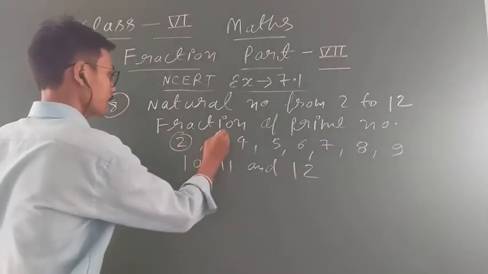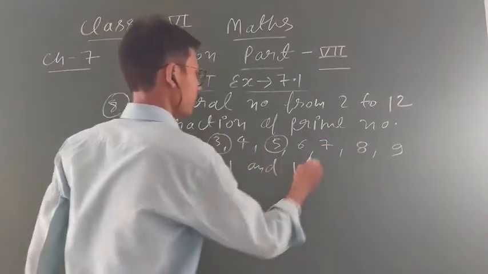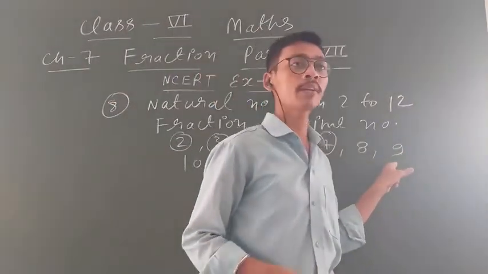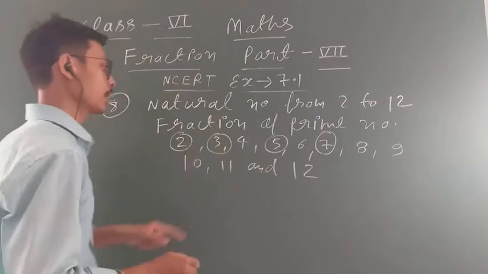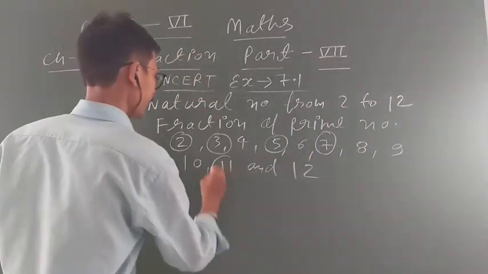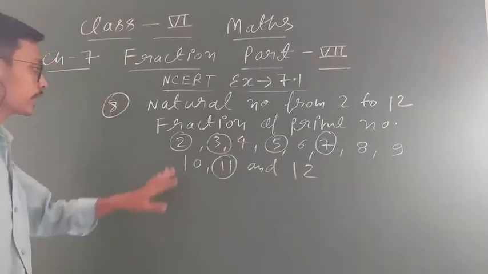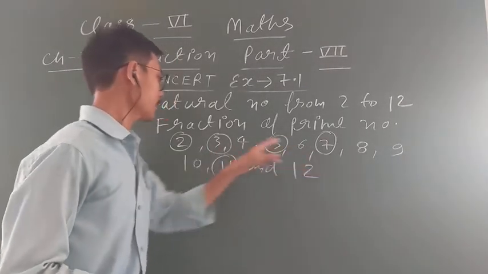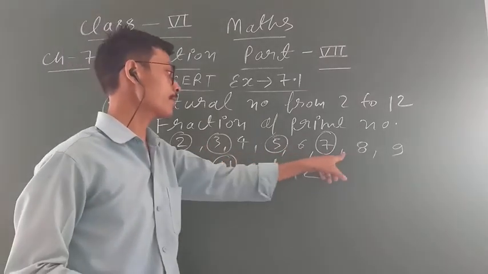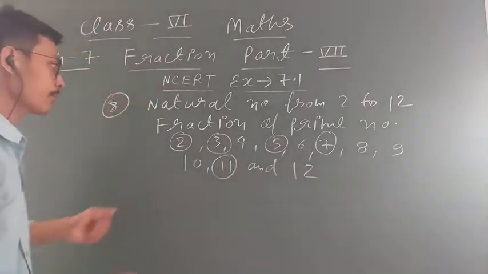2 is a prime number, 3 is a prime number, 5 is a prime number, 7 is a prime number. Some students also mark 9 as a prime number, but 9 is a composite number, remember, because its factors are 1, 3 and 9. Okay, be careful. 11. I don't think anyone else except these is a prime number. So 2, 3, 5, 7, 11 are prime numbers. Now you have to find out the fraction.